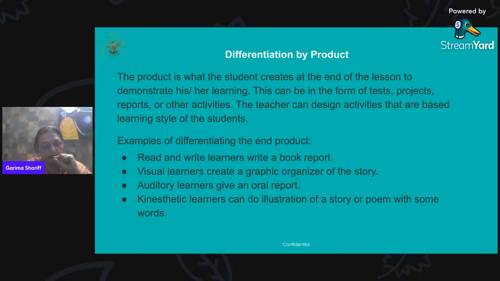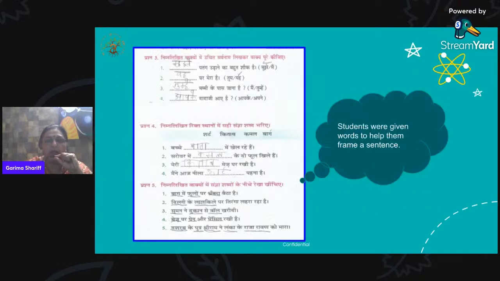And the child who is very interested in drawing, I don't force them. They can just write small words and create an illustration of a poem or a story. This is what happens with the differentiation by product. And I would like to show you some examples of students, how we progressed the differentiation from simple sentences which we give, and examples.